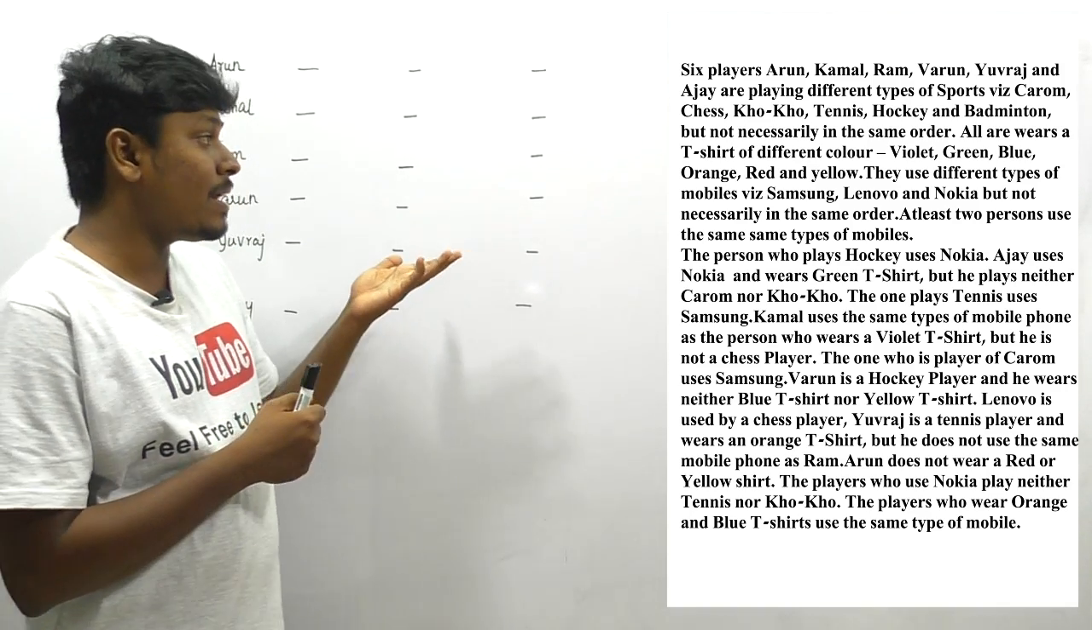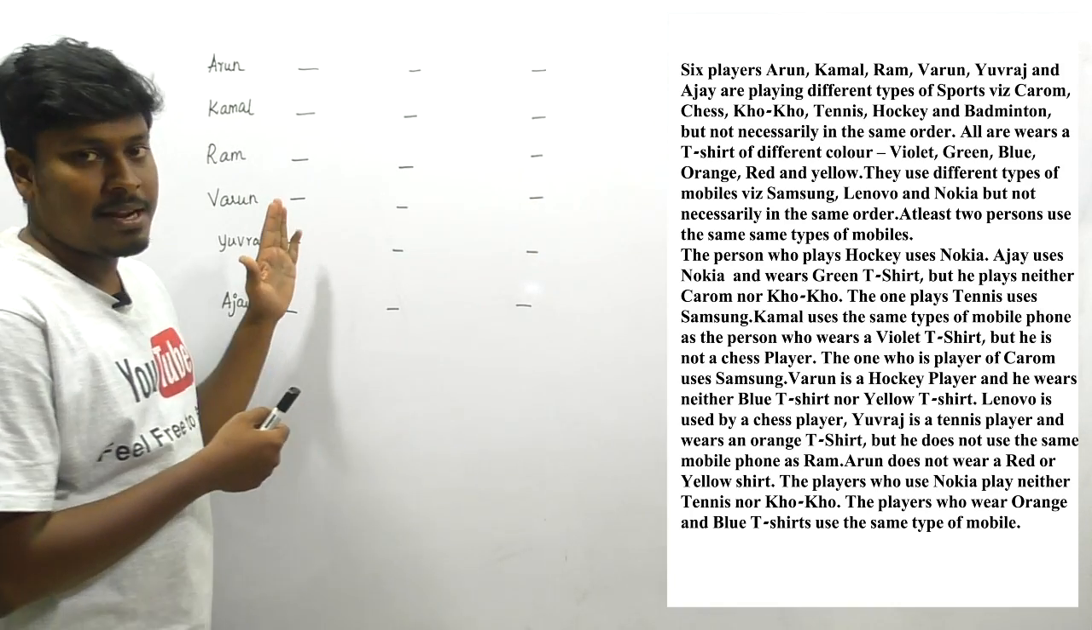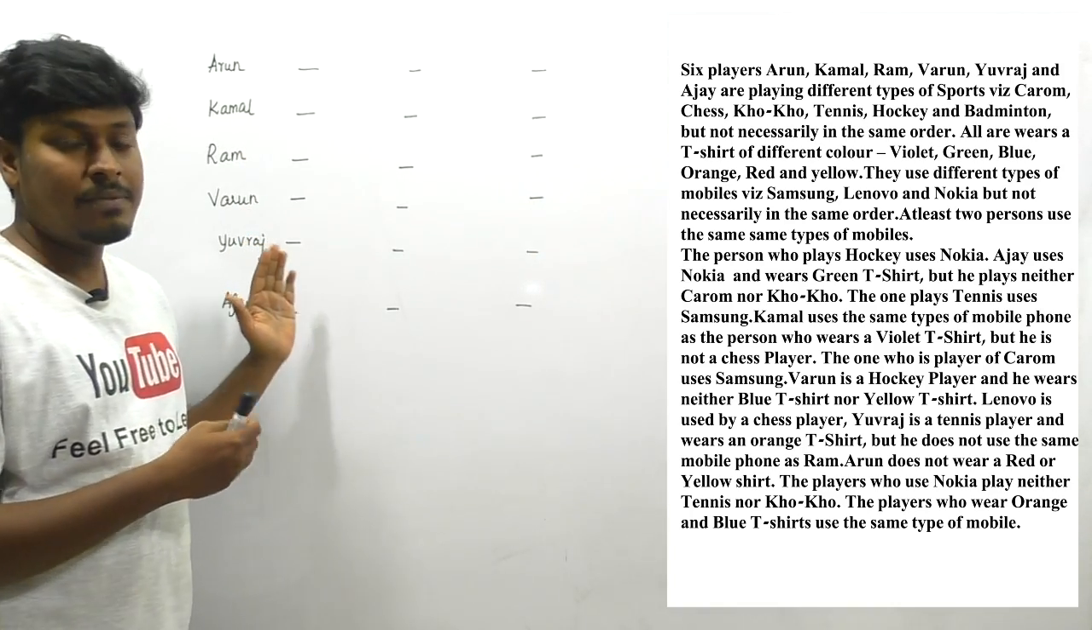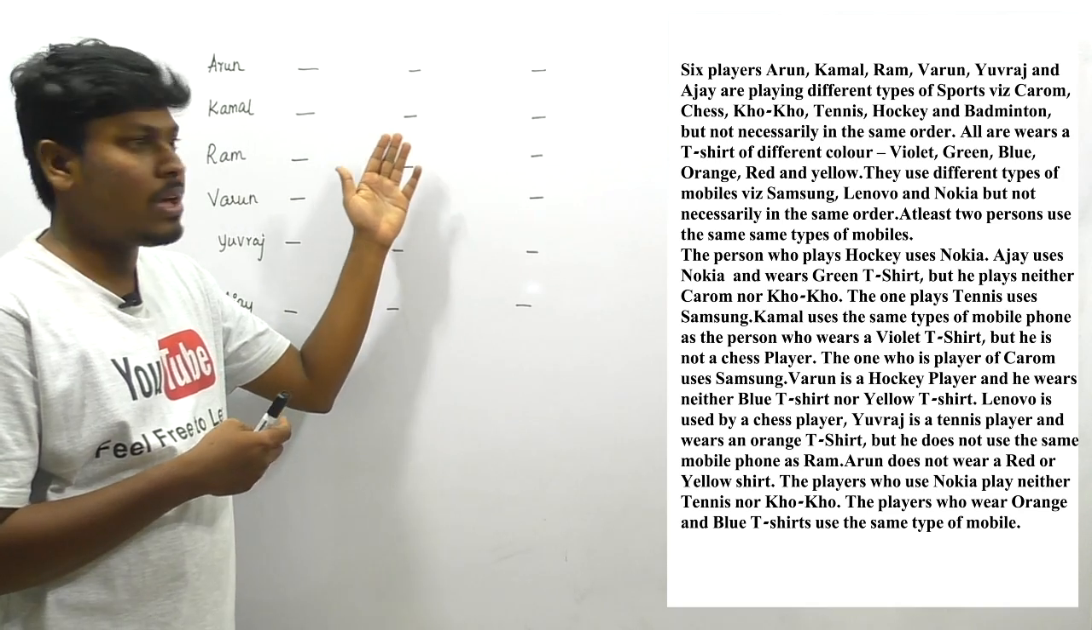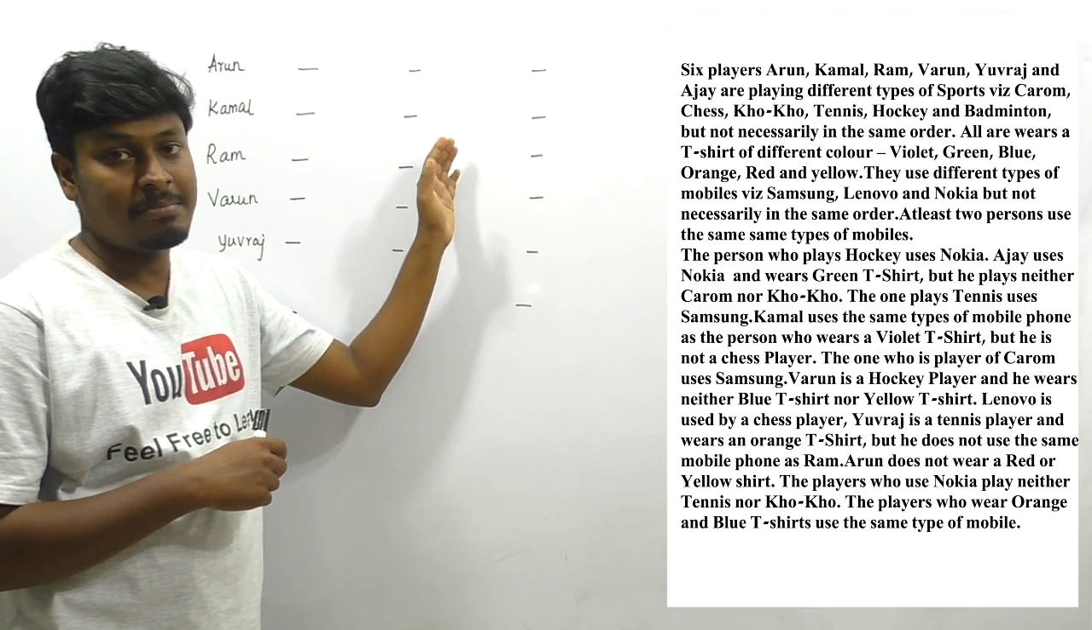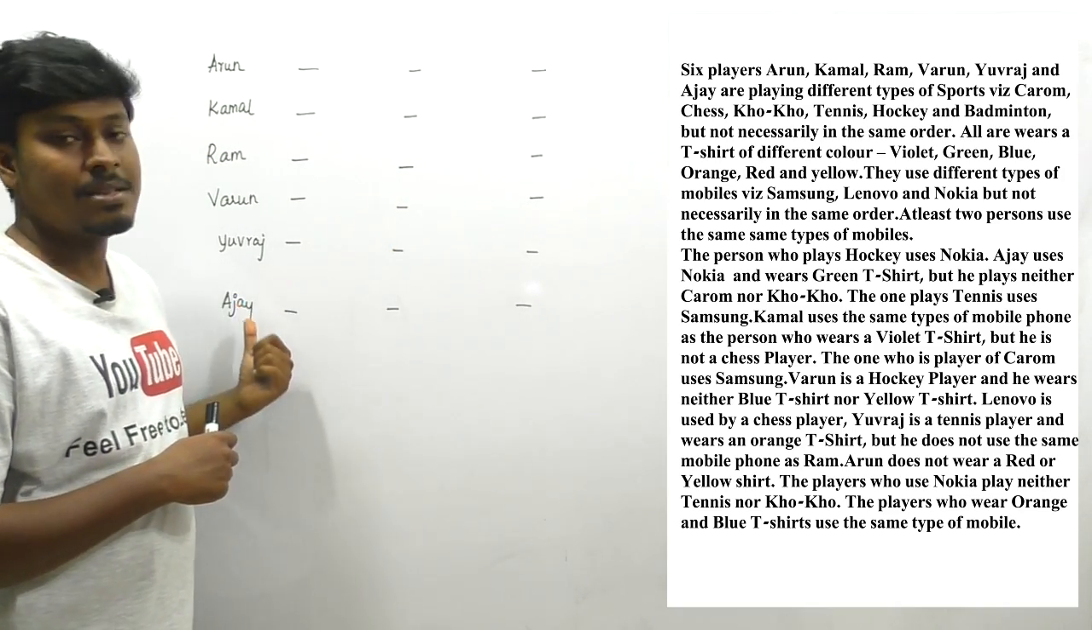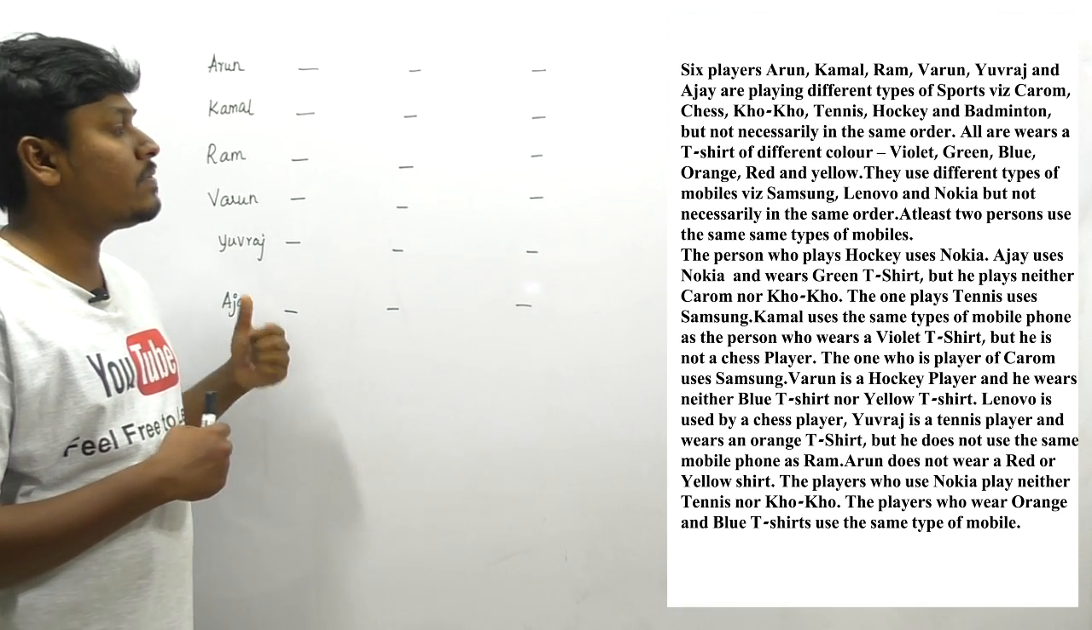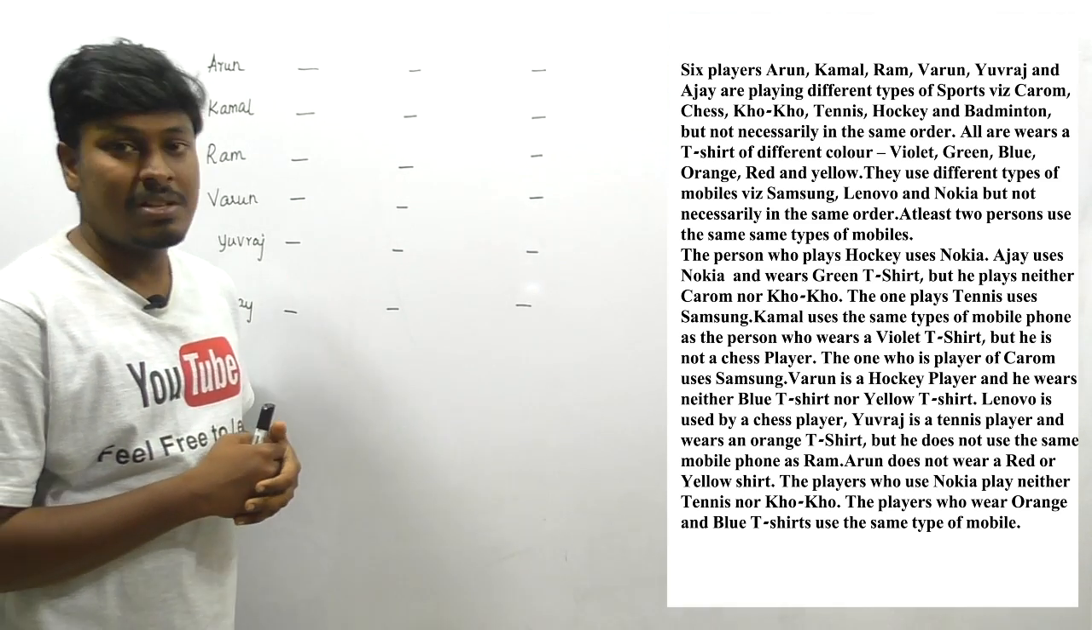So friends, there are 4 parameters. First of all, try to fix any one parameter. I am just fixing the person. If you want, you can fix the color of a t-shirt, or a game, whatever you wish. So I am going to fix the 6 persons. Let me move on to the first line, friends.